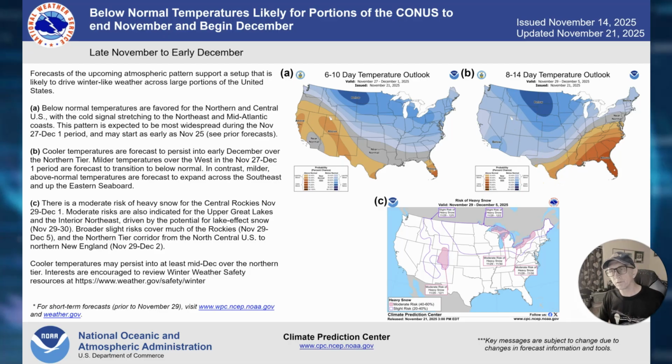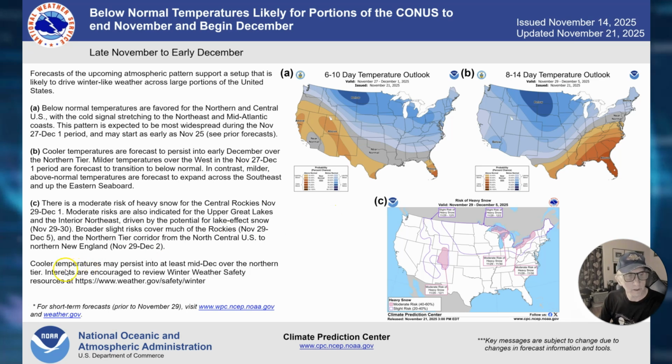Below normal temps, you can see where they're leaning towards here with a lot of confidence of below normal temps up here, the 29th through the 5th of December. So, cooler temps to begin this 6 to 10 day period for the northern tier, milder along the west coast, right? And this heavy snow graphic is here as well, which shows you where the potential for heavy snow is and the dates. And I'll show you a different graphic of that in a minute.